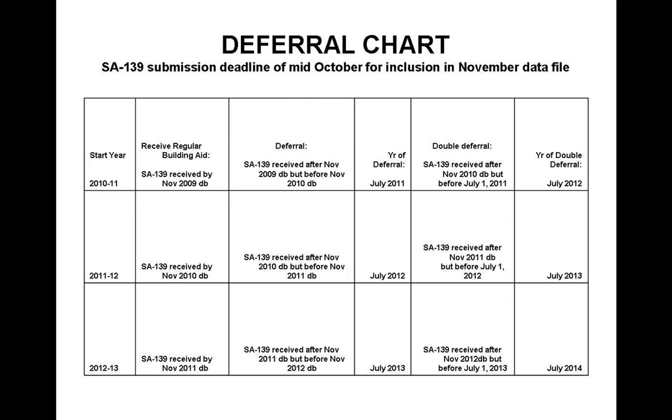And I'm not going to go into a whole lot of detail about this chart, but just to give you an overview, the first column will give you that initial aid start year that we talked about that is on the prospective report. And in order to get regular building aid, the 139 had to have been in by that previous November's database, which would be in column 2. And then if it was not, then there is either single deferral, which is columns 3 and 4, or double deferral, which is the last 2 columns. And there's nothing further past double deferral. If the 139 still wasn't in, then that initial debt service would move up a year to the next year.